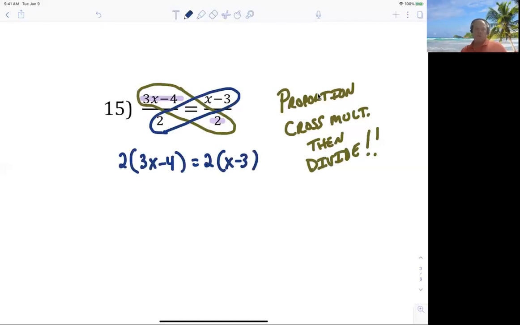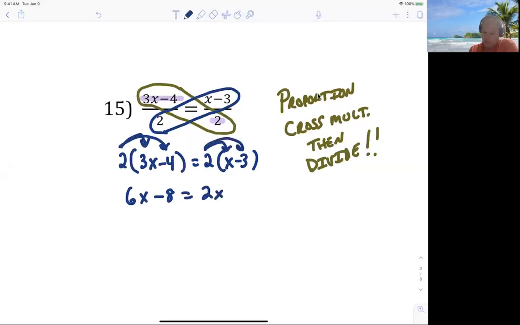All right, now again, we have parentheses. For the parentheses, all we're doing is distributing. So I end up with 6x minus 8 is equal to 2x minus 6. Now, subtract 2x from both sides. Add 8 to both sides. Now notice what happened: the variables moved to the left, the numbers moved to the right.